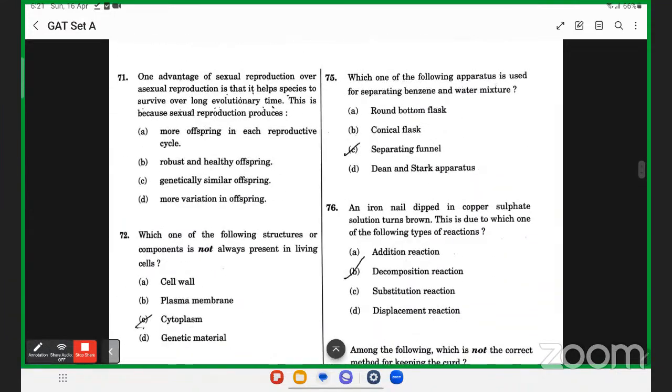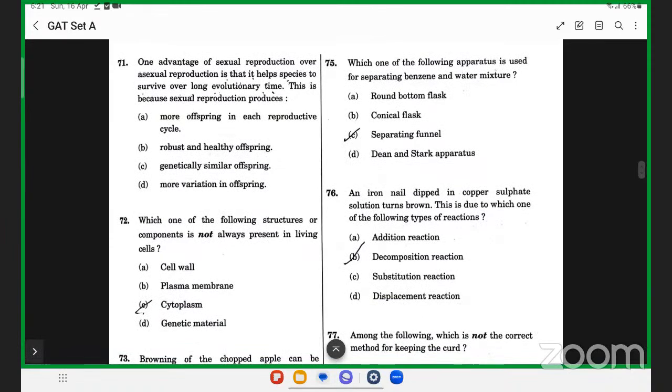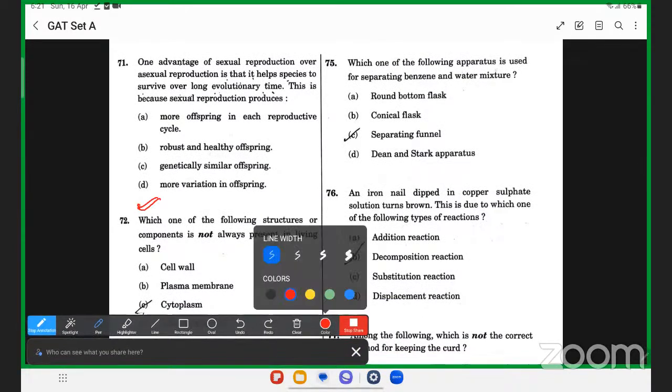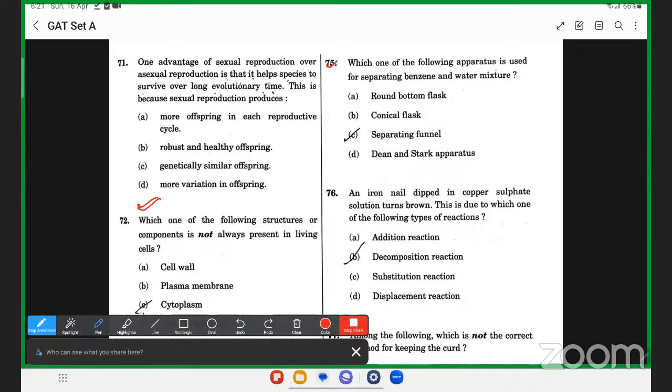After 74, 75. Question number 75 is which of the following apparatus is used for separating benzene and water.